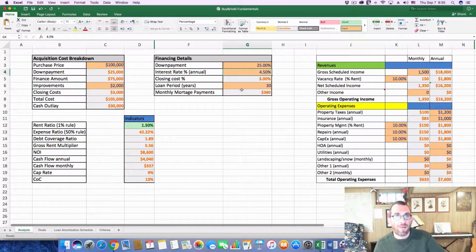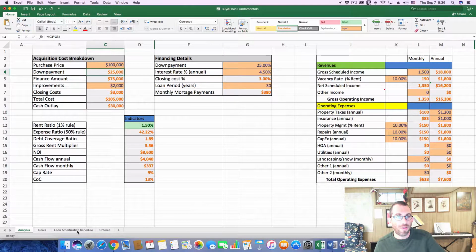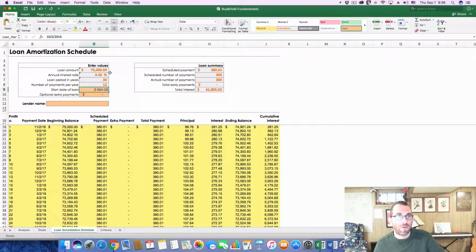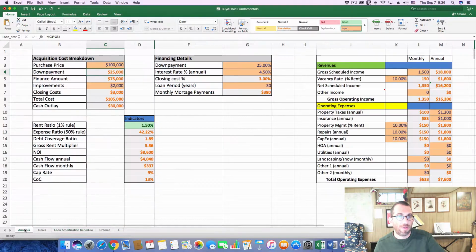period. All of that information, meaning the finance amount, which is a result of the purchase price minus the down payment, which comes from the percentage here, the interest rate and the loan period in years, gets fed into the loan amortization schedule. As you can see, all of that stuff's here. And then it goes ahead and calculates your monthly mortgage payment, which comes out at 380 in this case. And that goes back to the sheet and shows up here.